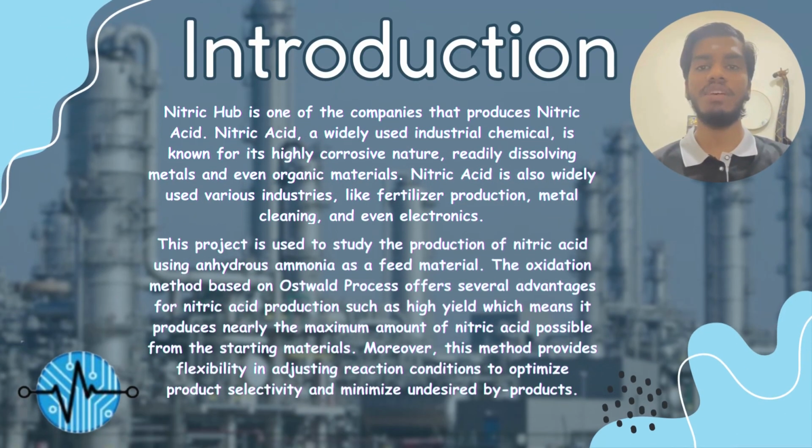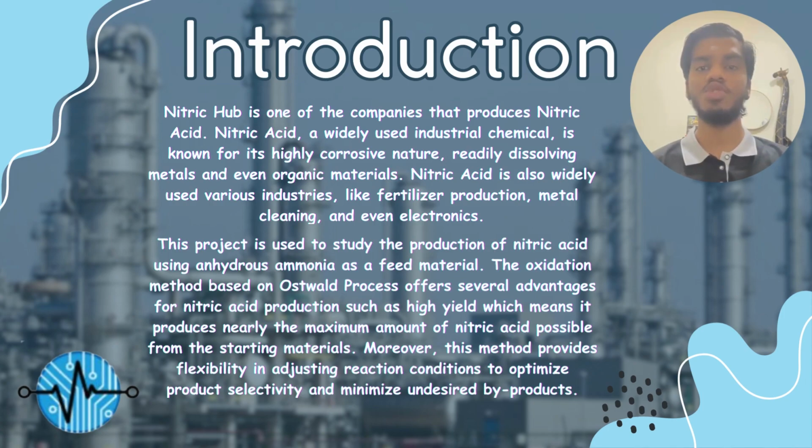For the introductory part of our project, Nitric Hub is a company that aims to produce nitric acid. Nitric acid is one of the main chemicals used in various fields of chemicals and even engineering. Even though nitric acid has its own disadvantages, such as its high corrosive nature and ability to dissolve metals and non-metals easily, it is also advantageous in various fields such as fertilizer production, metal cleaning, and even electronics.